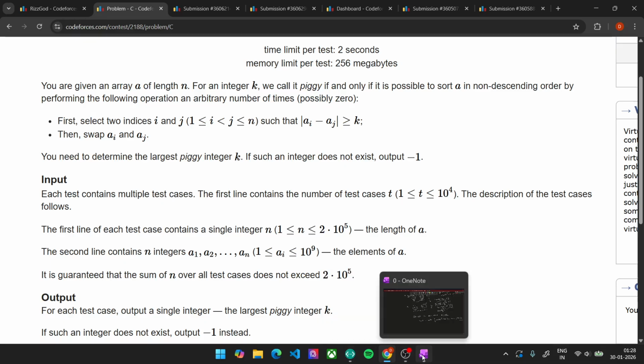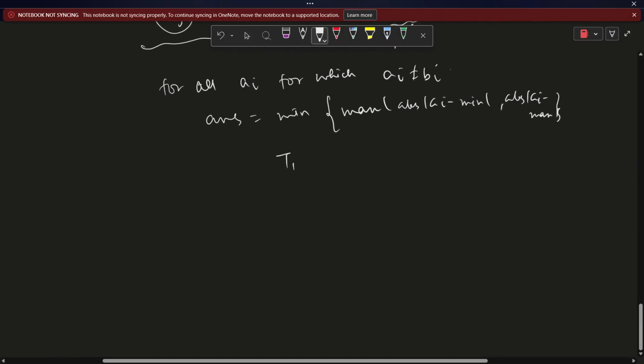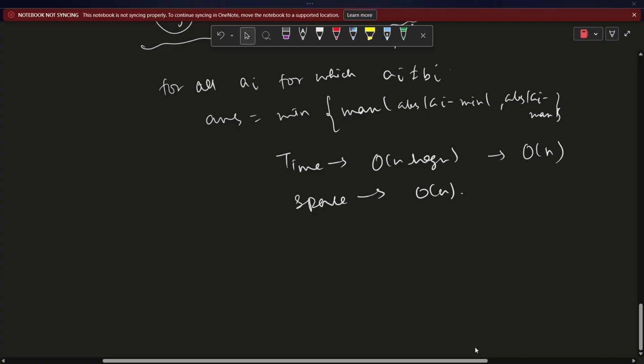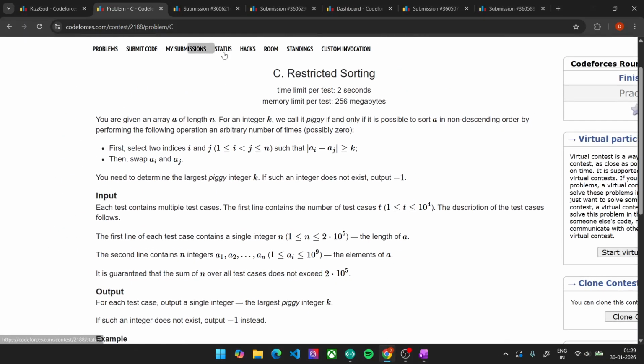Let's discuss the time complexity of this approach. Since I use a set, it is n log n. But even if you don't use a set, you can do this, and in that case it is going to be big O of n. And my space complexity is just big O of n. So let's move on to the next question.